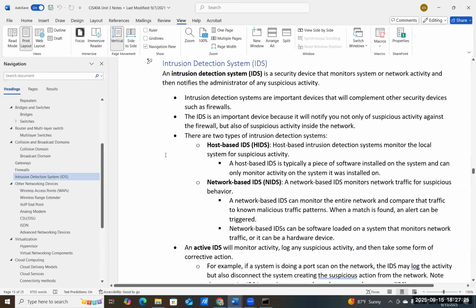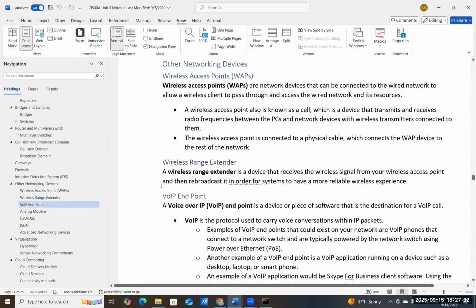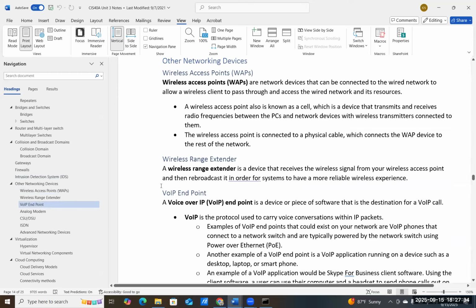Okay, so IDS is on page 13, right? Active and passive. And then there's a section that goes into wireless. We're going to come back to wireless also in another unit. But it talks about how you can use wireless access points. And a wireless access point is different than a wireless router. Some routers act as an access point, but access points sometimes are not routers, right?